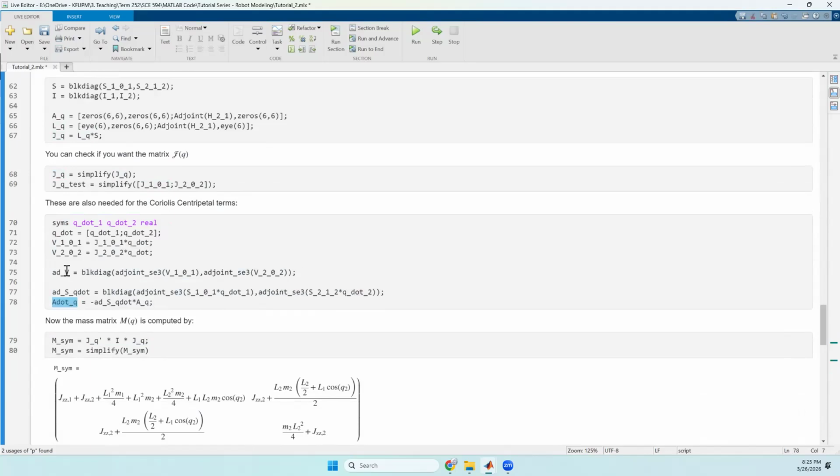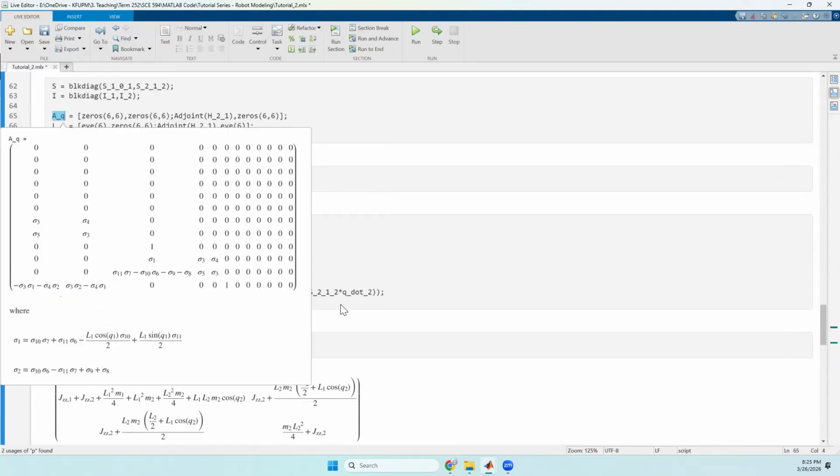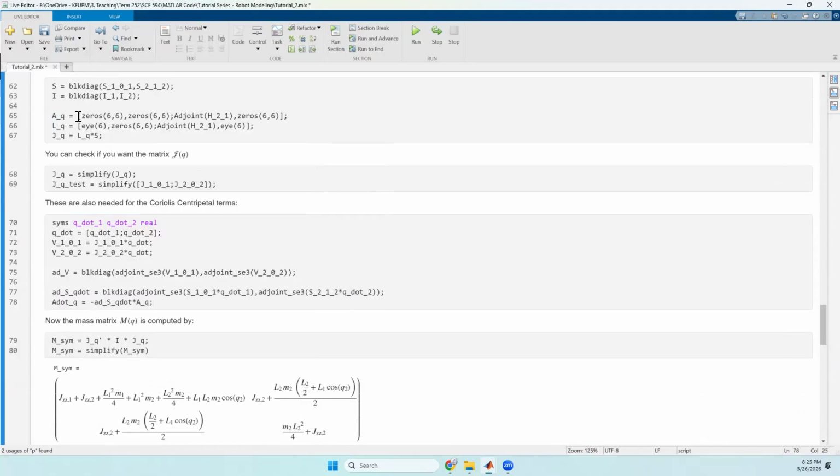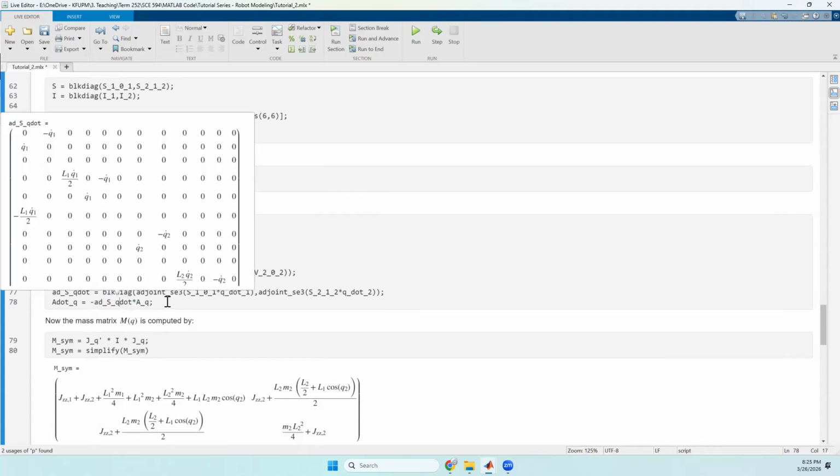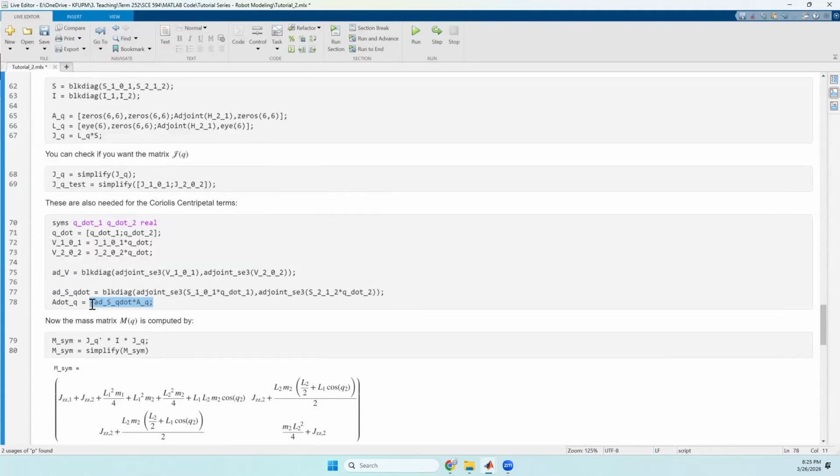In the lecture we had an expression for the A matrix, this A of q, and there was an A dot of q. We're not going to compute the A dot by numerical differentiation. There's a closed-form expression for it, and it's simply given by this expression here. This was not derived in the lecture, but it's easy to check. If you're interested, you can just look at the lecture notes. You're going to find this derived in the lecture notes.